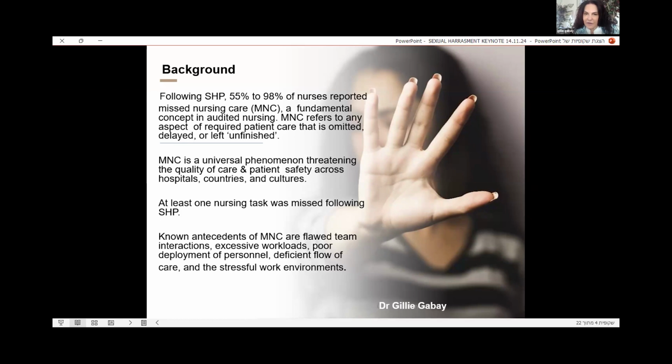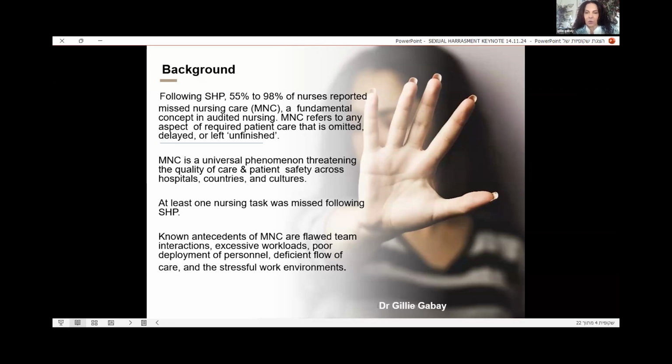Missed nursing care is a very fundamental concept in nursing. It is usually supervised, and it refers to any aspect of treatment or required patient care that is omitted or delayed or left unfinished, and that is unintentional, of course. Missed nursing care is universal. It happens across medical settings, across countries, across cultures, and it threatens quality of care and patient safety.